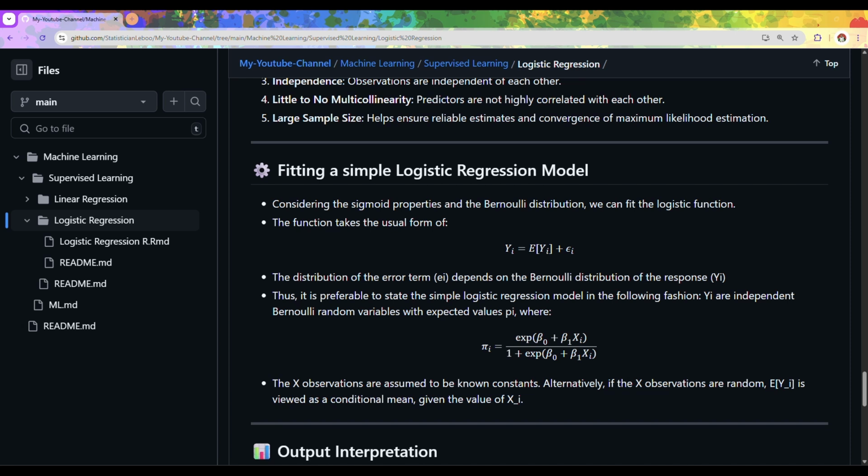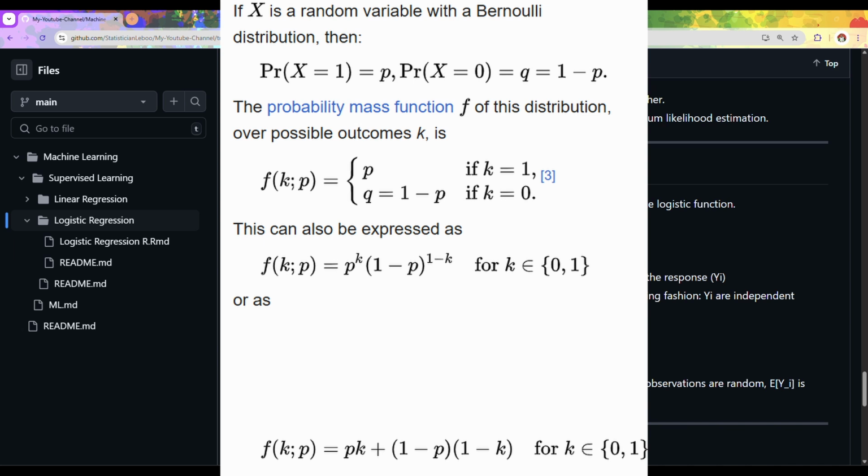So how does the Bernoulli distribution look like? We have the probability of x being equal to what? The probability of x ranging between 0 and 1, and then we can convert it. It has two values, 0 and 1, so it's p raised to k, then 1 minus p raised to 1 minus k. So that is like p raised to x, then 1 minus p raised to 1 minus x. So that's what we have.